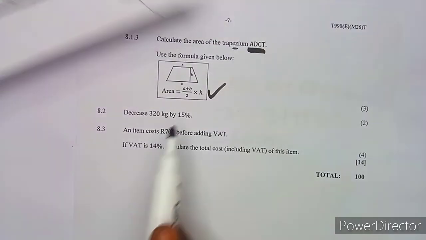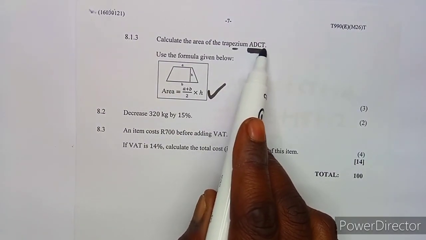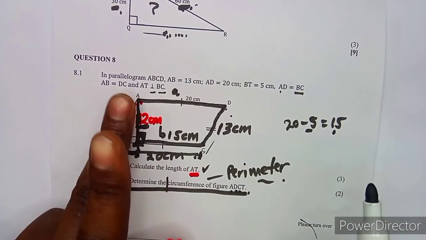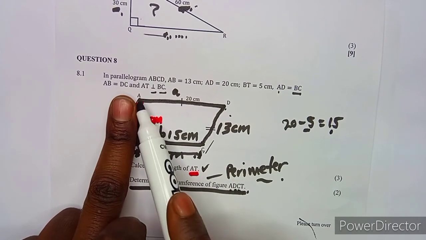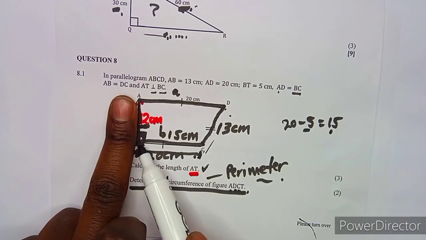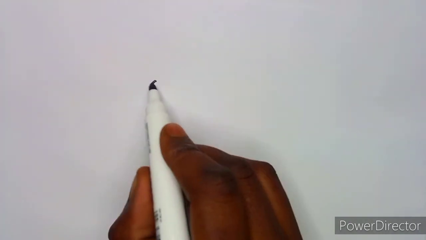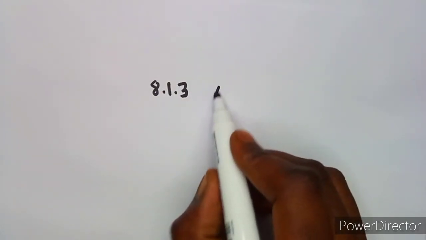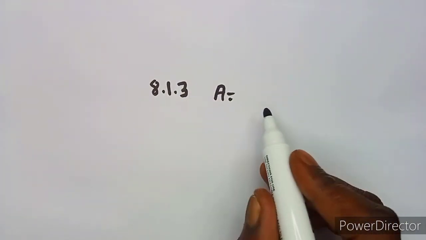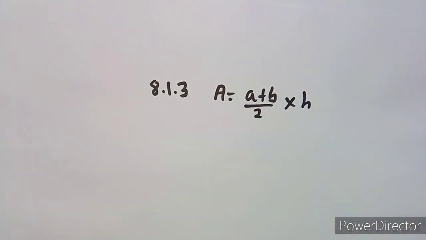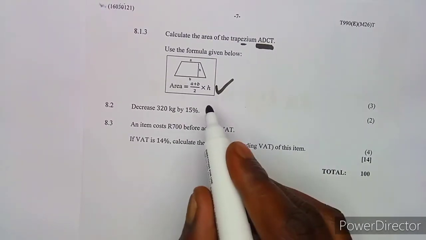But take note, you are working with A, D, C, T, which is that part only. This piece is not involved. This one is not there. We are just working with this A, D, C up to T. This is the only part that you're working with. Okay, so which means our formula is going to look like this, guys. This is 8.13. We are already given to use this formula, A plus B over 2 times H. This is the formula that they gave us to apply.